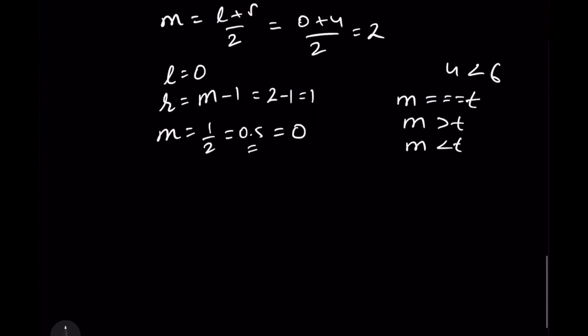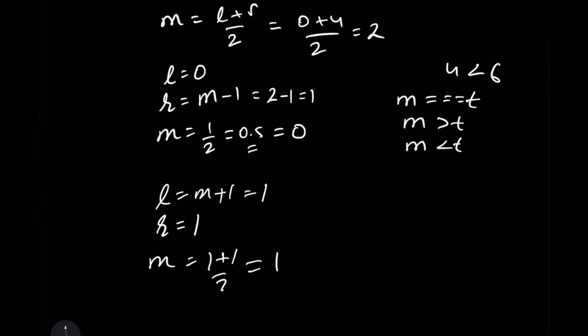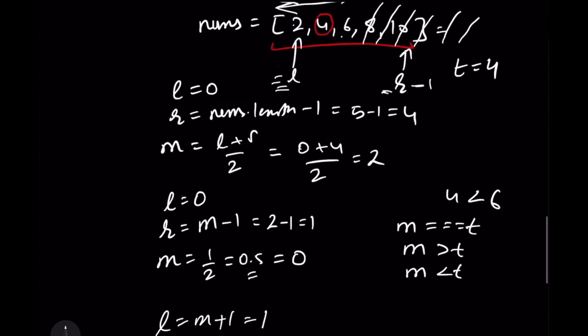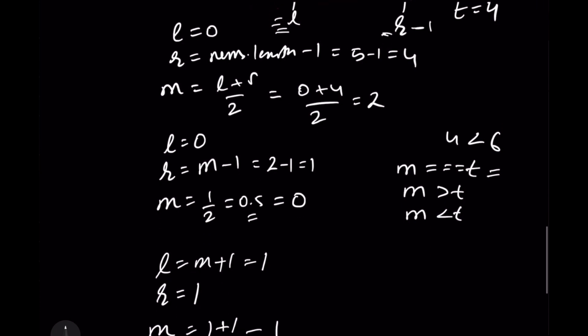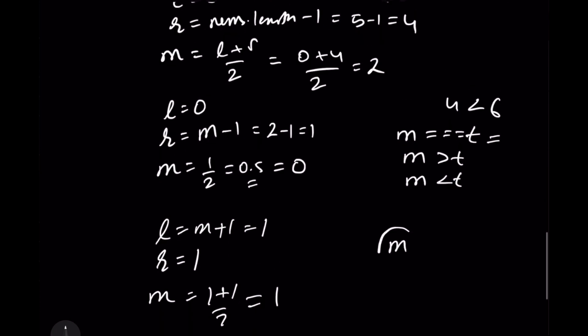So in this case, the right will stay at 1, but the left will become mid plus 1, which is 1, because right now this is 0. And our new mid will be 1 plus 1 divided by 2, which is equal to 1 again. So let's compare our value with our target. Our value is 4, so this condition is satisfied, and when this condition is satisfied, we will just return our mid, which is our answer.